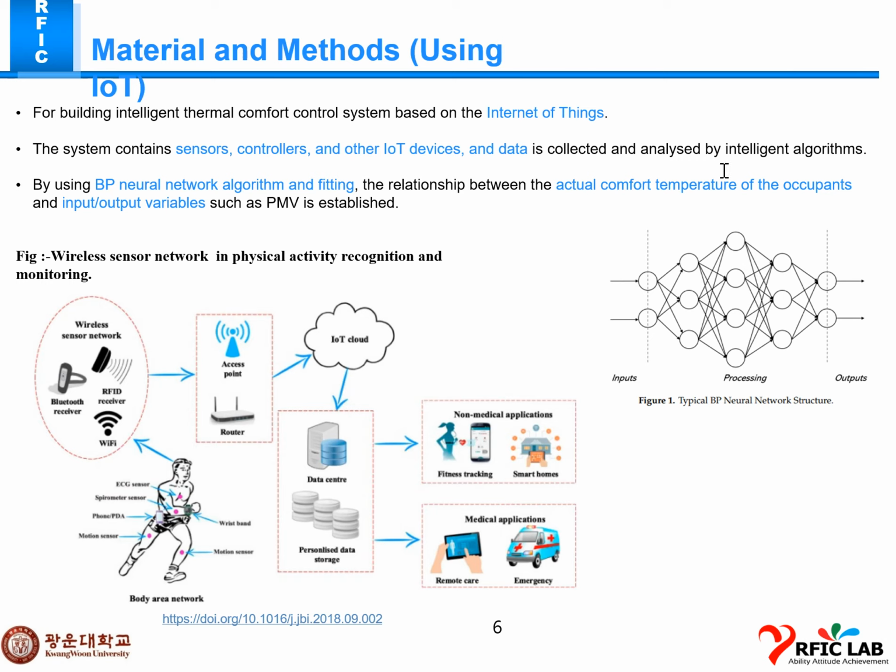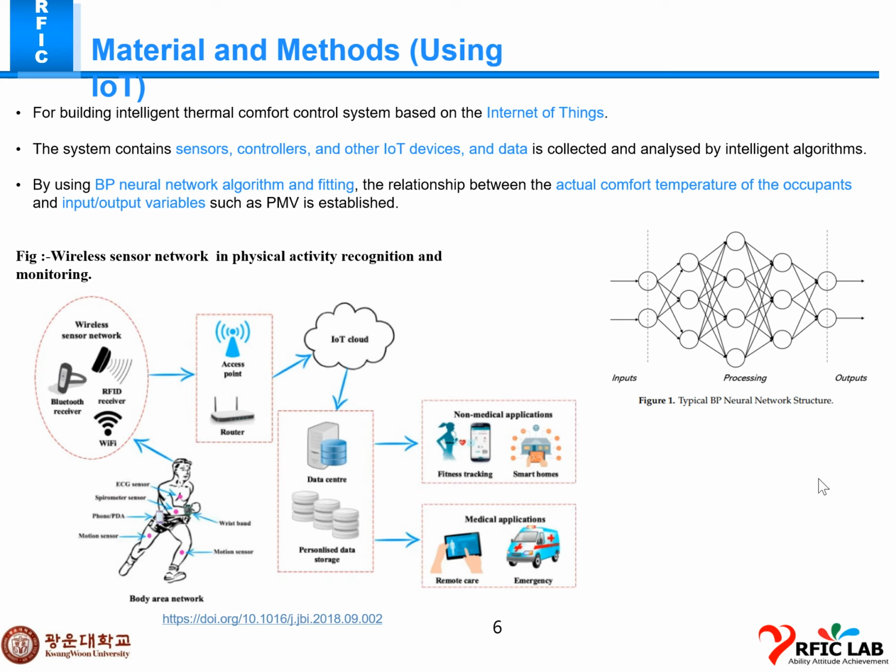This is the structure of the BP neural network. This is the input, the middle is the processing, how the data is processed, and the third is the output. This is the whole BP neural network, and this is the structure of how to use this algorithm using Python.